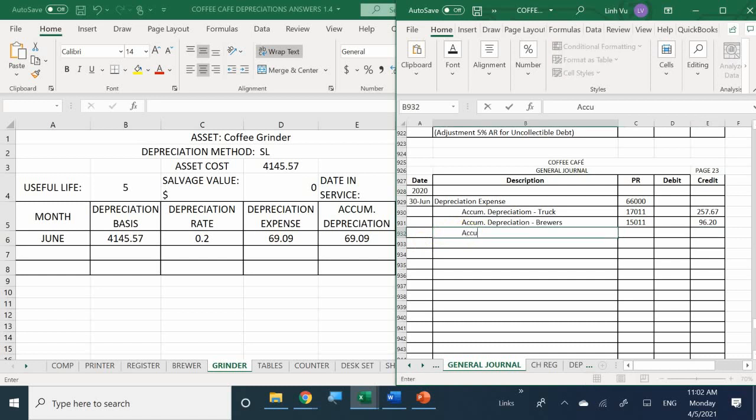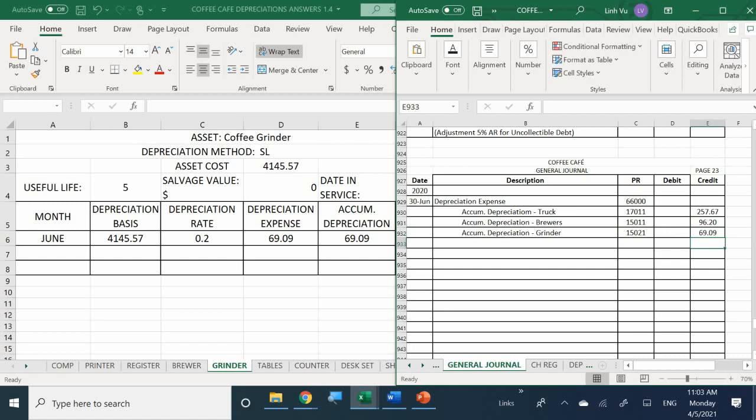Accumulated depreciation, coffee grinder, which should be 15021. There you go. All right, for the grand total of 69.09. Okay. Good.